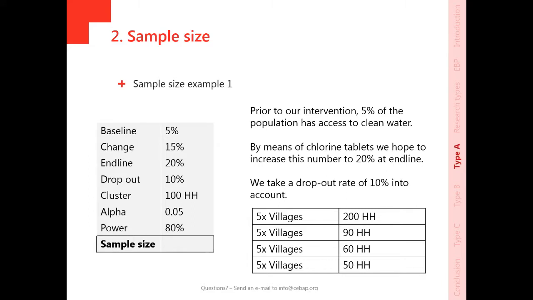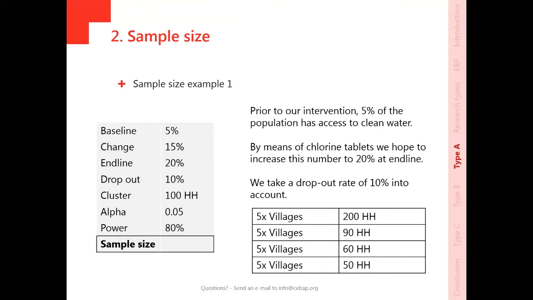Let's say we have 20 villages. Five villages have 200 households. Another 5 villages have 90 households. Another 5 villages 60, and then the last 5 villages have 50 households. This means that on average, a village size is 100 households big. So that is what the cluster refers to.